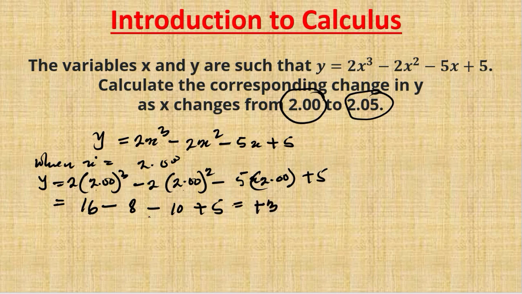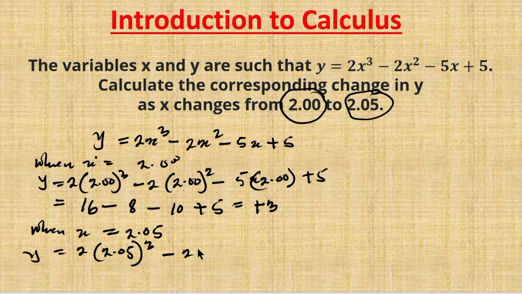So that's 16 minus 8, that's 8, minus 10, that's minus 2, and plus 5, that's equal to plus 3. So when x moves to 2.05, my y value becomes 2 into 2.05 all raised to power 3 minus 2 into 2.05 all raised to power 2 minus 5 into 2.05 plus 5. So this becomes, let's use the calculator.